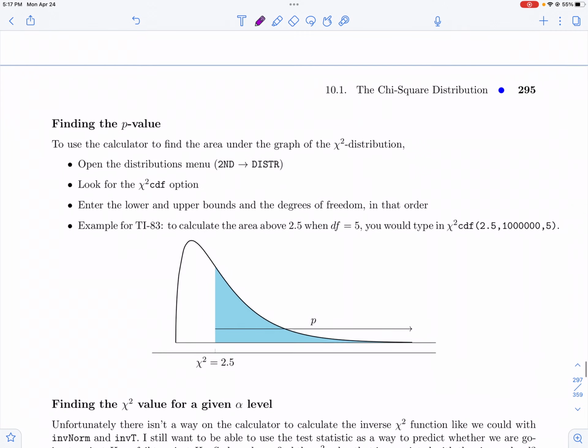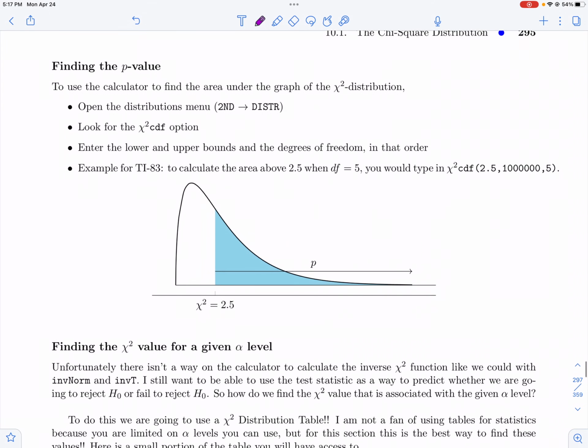All right, so let's take a look at how we're going to find a p-value for one of these hypothesis tests. Normally we would have used either normal CDF or tCDF. Well, luckily, on our calculator, we've got the chi-squared CDF option, just like we did before.